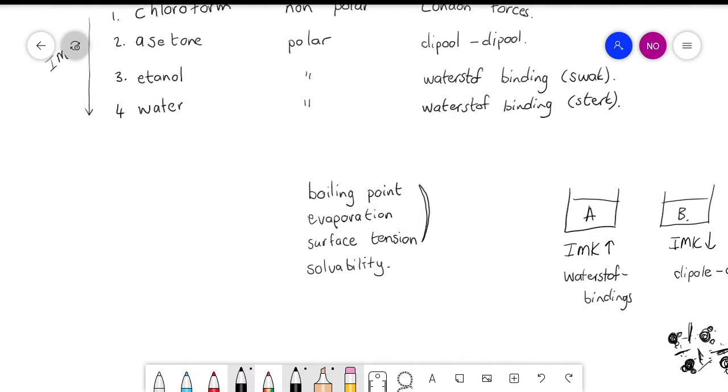Evaporation is an indication of how much at a certain temperature would have evaporated of a substance. How fast something evaporates.